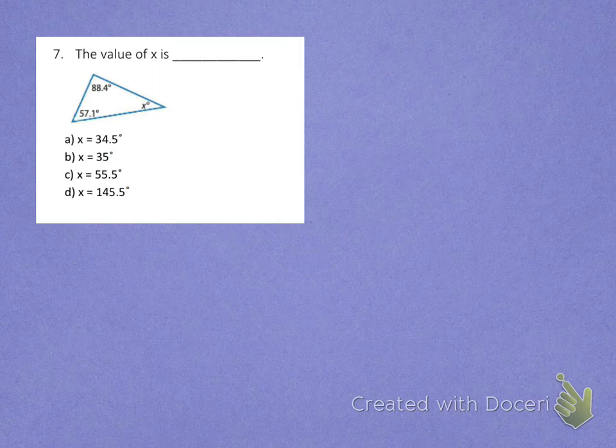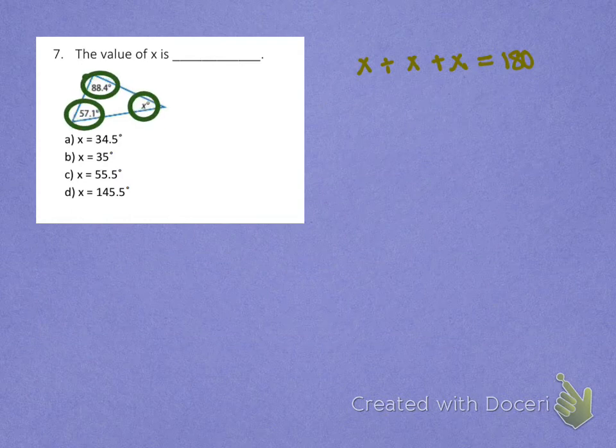So this is where we have our x plus x plus x equals 180. This is all 3 angles equaling 180 degrees. Okay, so if we go over here, we have 3 angles here. We have 88.4. We have x, and we have 57.1.